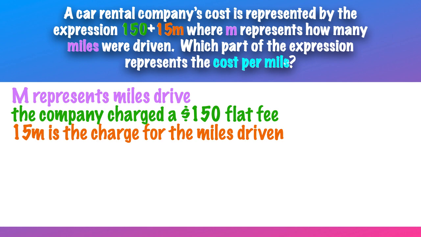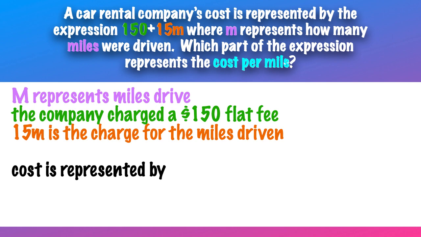So then we're looking for the cost per mile. So that cost is going to be represented just by the 15, right? Because we're taking the cost and multiplying it by the number of miles. So the cost per mile must be $15.